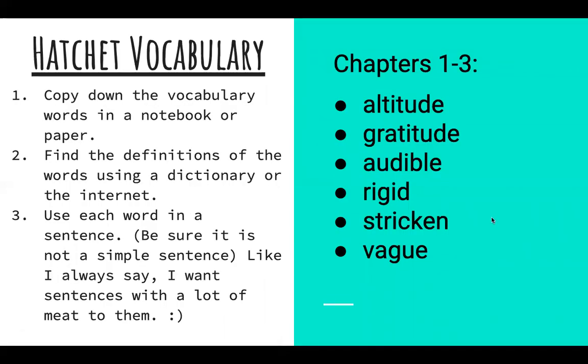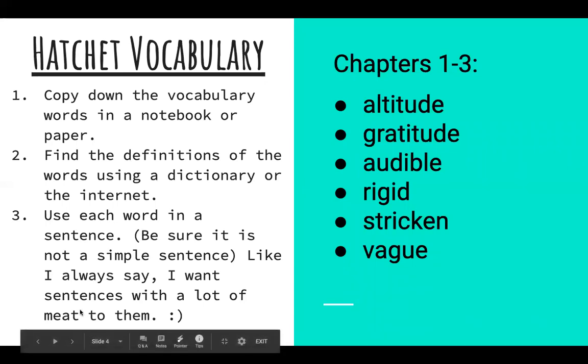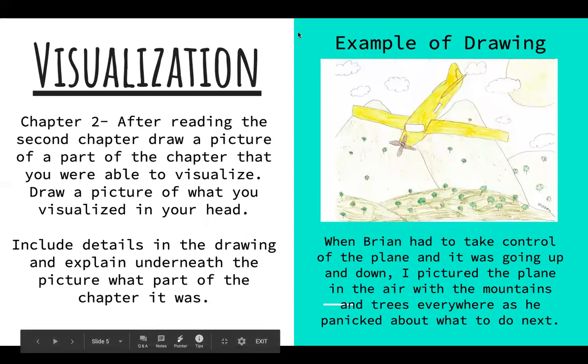So the vocab for today, for chapter 1, you should have written down these 6 vocab words and looked up the definitions for them, so we should already have the definitions written down. So for today's task for your vocabulary, you're going to use each word in a sentence. And I put this nice little phrase here, be sure it's not a simple sentence. You know I used to always say this in class, that I want the sentences to have a lot of meat to them. I want them to be more complex sentences, not just a simple 4 or 5 word sentence. Make it a more complex sentence to show that you understand the meaning of the word itself.